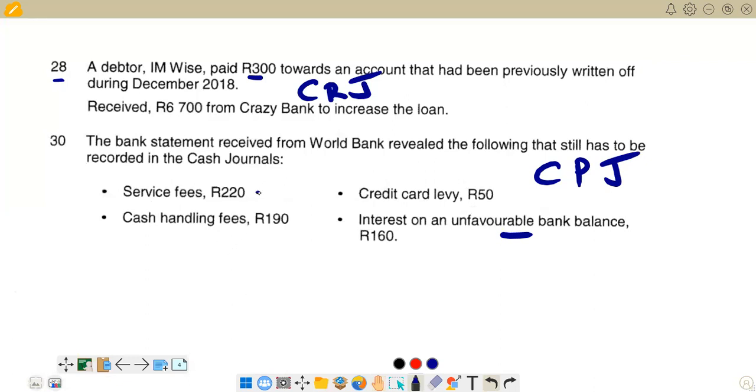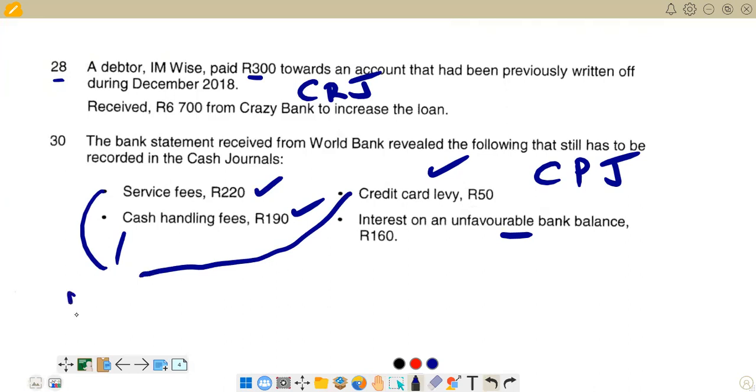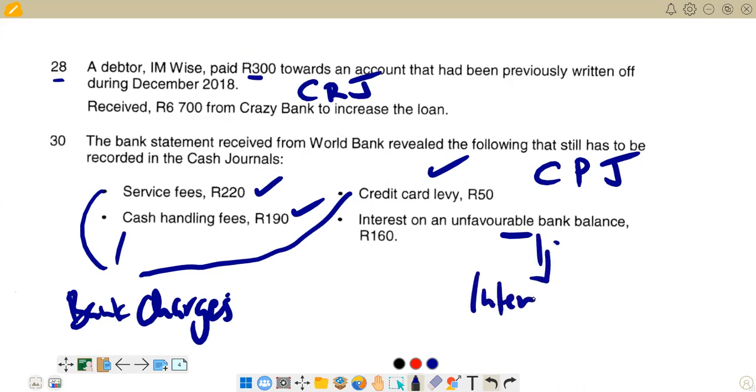But if you see these expenses that are being paid, you see that this one and this one and this one represent our bank charges. So they are bank charges, these ones. And this one is just interest on unfavorable bank balance, which represents interest on overdraft.